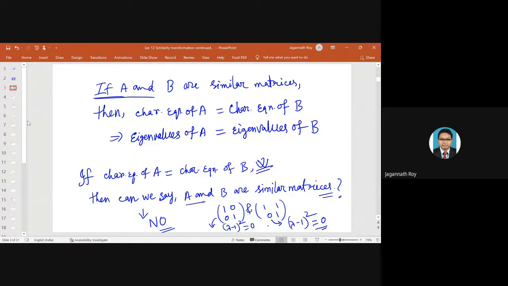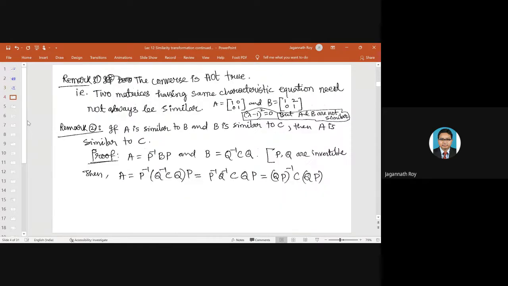So the converse statement does not hold for similar matrices. If they are similar, then only we can claim this. But if the characteristic equations are equal, then we cannot claim that they are similar. So this is one counter example. So this remark says of this theorem.